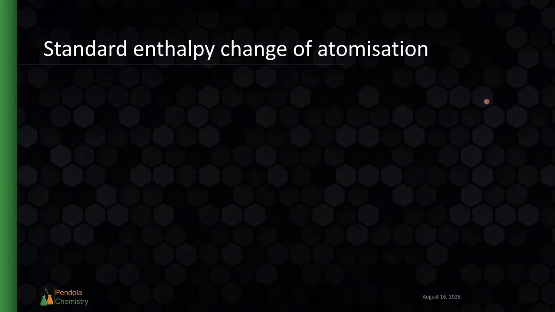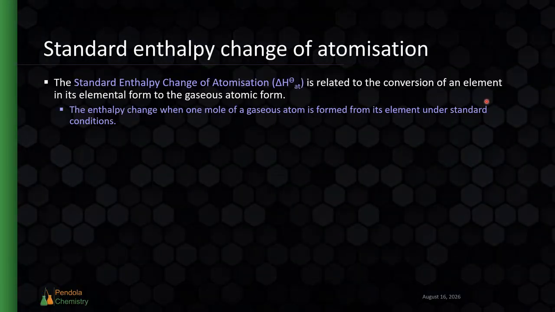So let's first talk about atomization, which I think is the easier of the two. The standard enthalpy change of atomization, or delta H standard AT, is related to the conversion of an element in its elemental form to the gaseous atomic form. Now, this is very specific, gaseous atomic form, not molecular, meaning that we're turning elements from whatever initial state they're in to a single atom in the gaseous form.